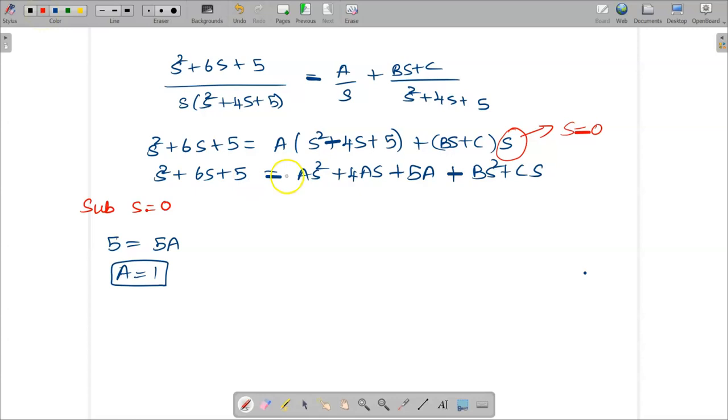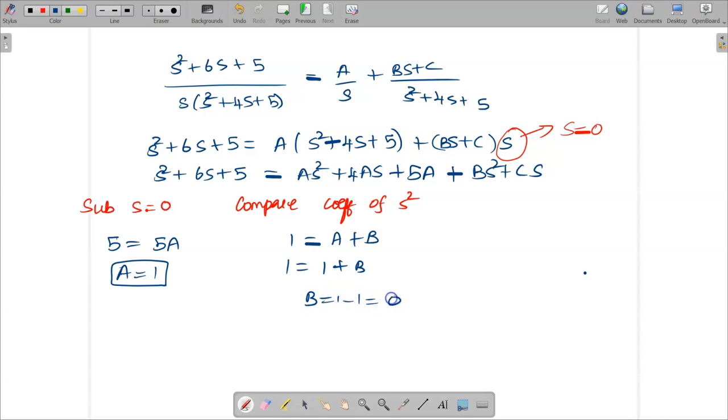Okay. So then I cannot substitute any other value here. So the only possibility is to compare. Okay. So compare the coefficient of s square first. Okay. So when you compare that, here the s square coefficient is 1. Okay. On the right hand side, the s square coefficient is A plus B. Okay. Already you have determined the A value. Okay. So B is 1 minus 1, which is nothing but 0. So the B value is 0.